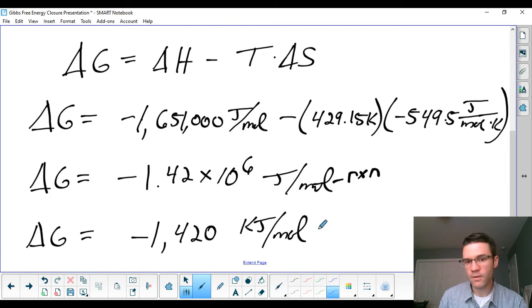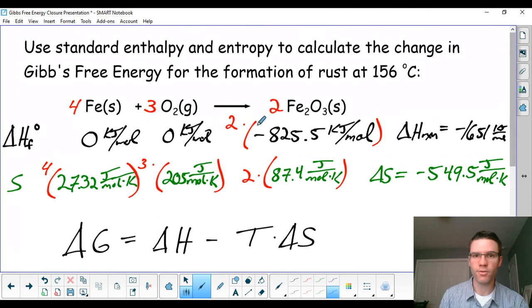So this would be a very spontaneous reaction, very product favored. And we know that it's spontaneous because this is the formation of rust. And this spontaneously occurs on all iron exposed to oxygen. It's happening on your car as we speak.